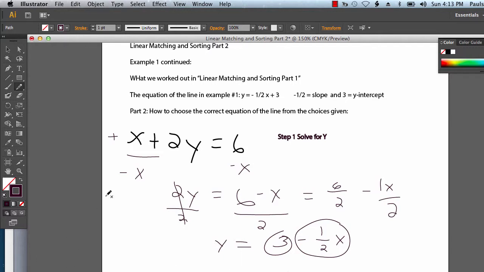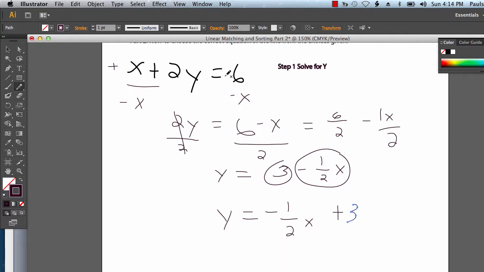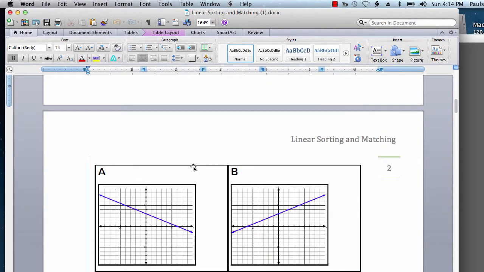Now we know that x plus 2y equals 6 is the same thing as y equals negative 1/2 x plus 3. We know this is the same as this. This is set equal to 6. We had to rearrange it and set it equal to y. So we know that equation 7 is our match for problem 1. 7 is the equation for graph A.